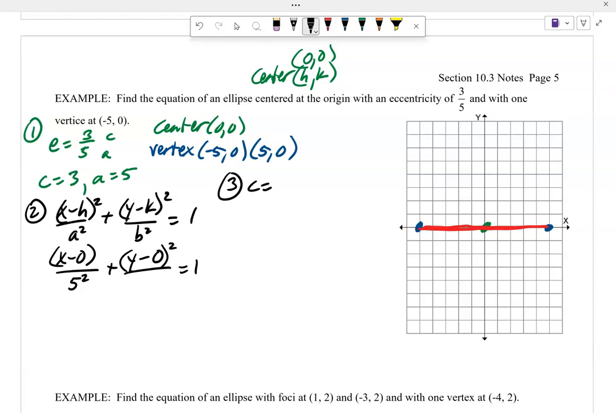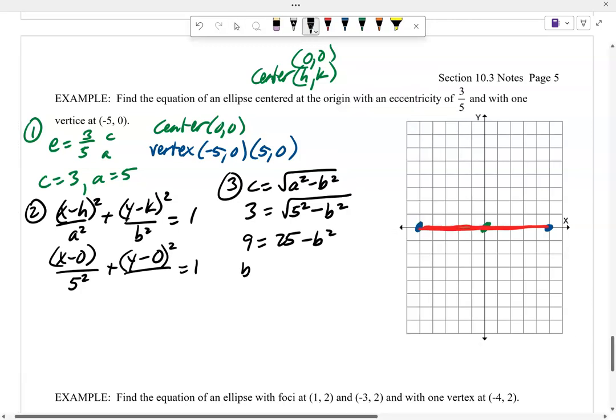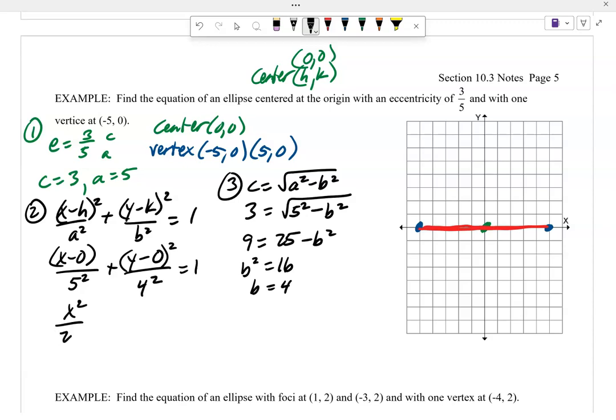And I know c is the square root of a squared minus b squared. My c here is 3 from the eccentricity. My a is 5. If I square both sides, I'll have 3 squared is 9. It'll undo that: 25 minus b squared. So b squared plus 9 equals 25. Subtract 9 on both sides and I get 16. So b is 4. So 4 is being squared. So I have x squared over 25 plus y squared over 16 equals 1.